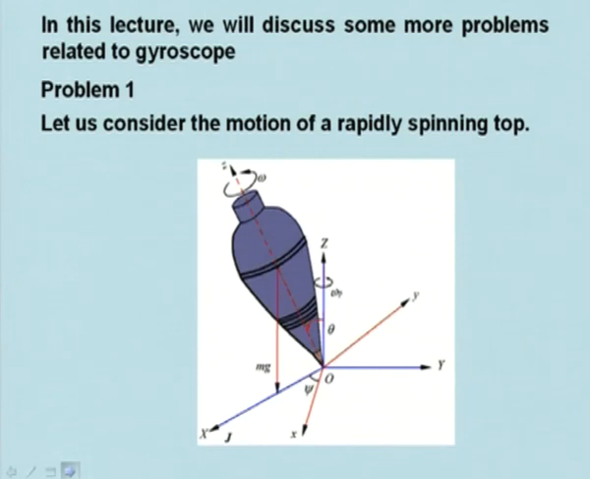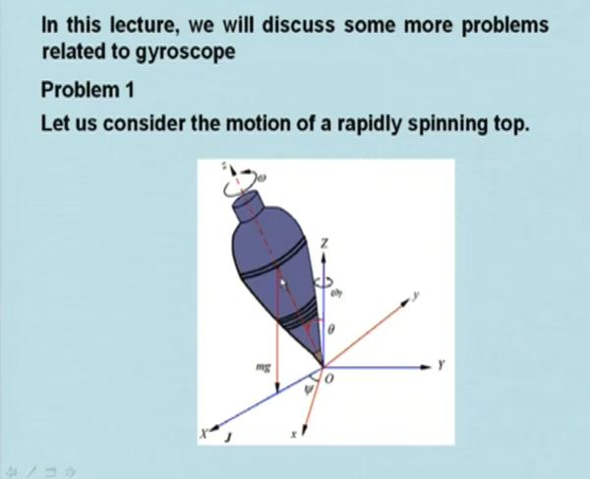We now present some more examples of gyroscopic motion. We discuss some more interesting problems related to gyroscope. Let us consider the motion of a rapidly spinning top. That top, every one of you might have played with in your childhood. In this case it is symmetric, that is, Izz is different, but Ixx is equal to Iyy.